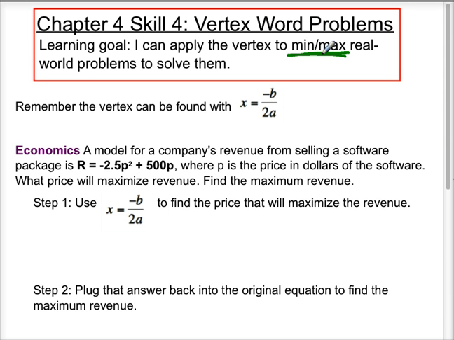Now, hopefully you remember this is our little formula that we use to find the vertex, negative b over 2a. So in all these word problems, when they're asking for the maximum height, maximum revenue, any of that, we always need to start by using that formula to find the x value of the vertex. So let's dive right in to see what happens.